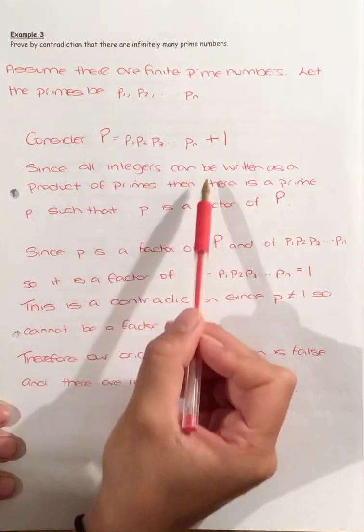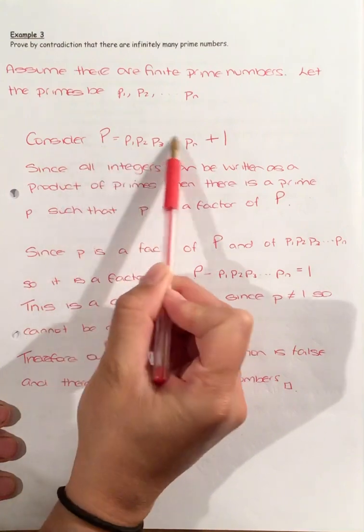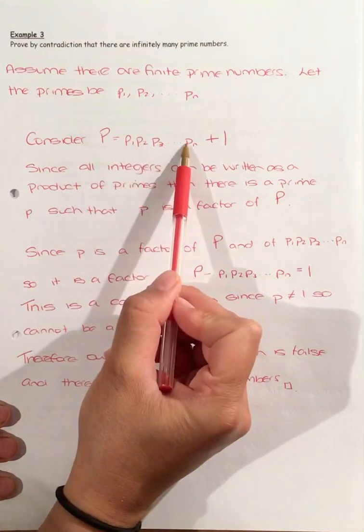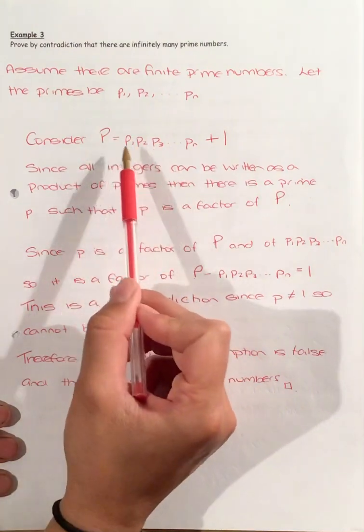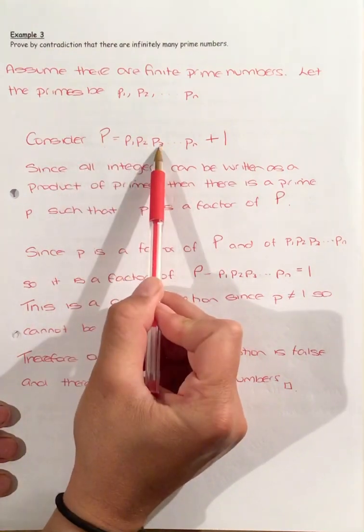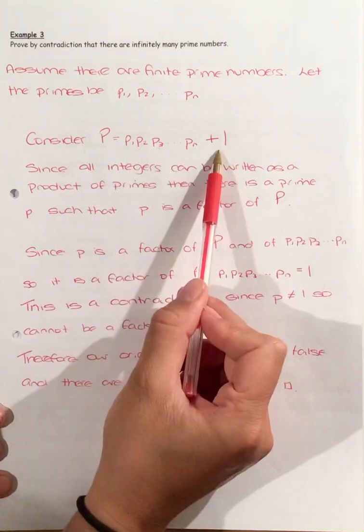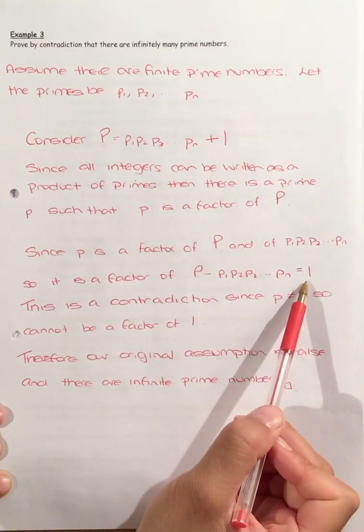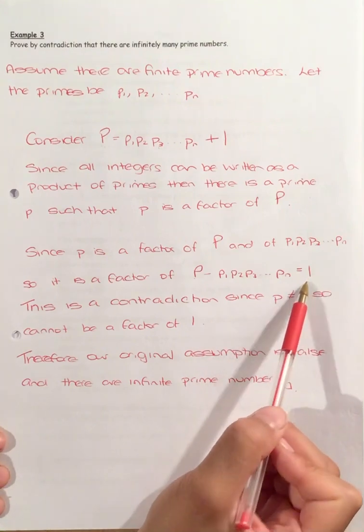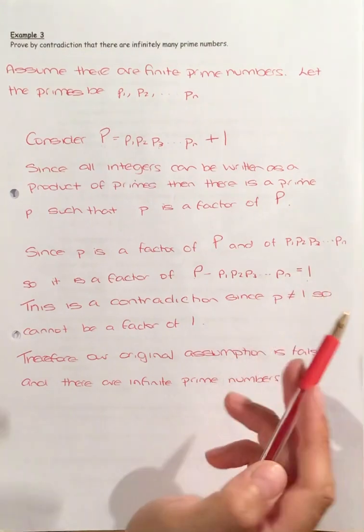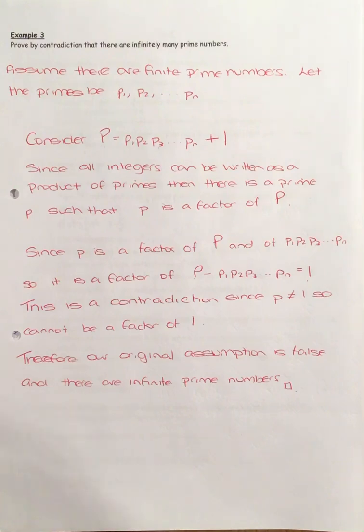So it's a factor of big P, and it's a factor of the product of primes. So it must be a factor of big P minus the product of primes, which happens to be the number 1. So we've got a number which is a prime factor of the number 1, which is a contradiction because there is no prime factor of the number 1, and that whole contradiction means our assumption was false.